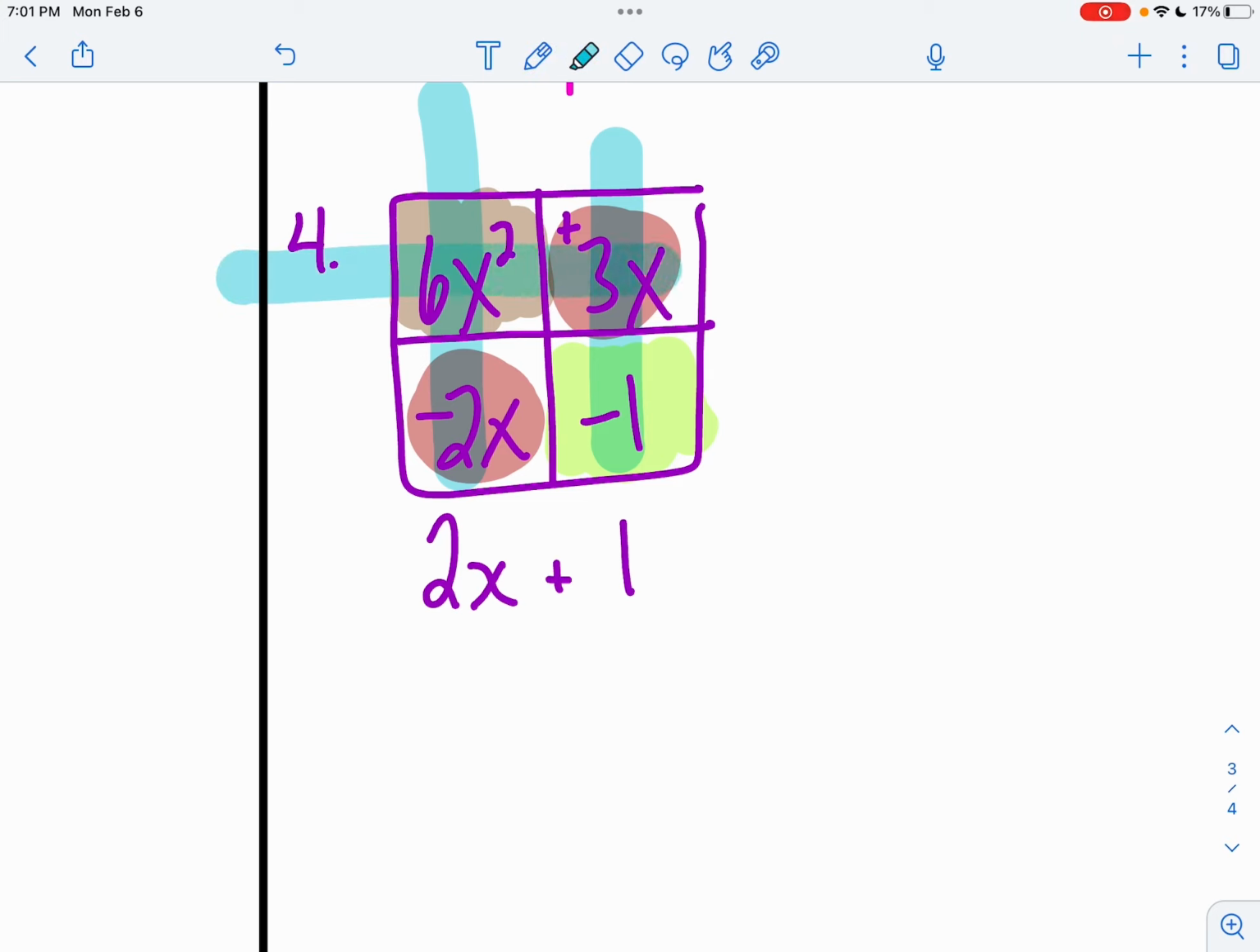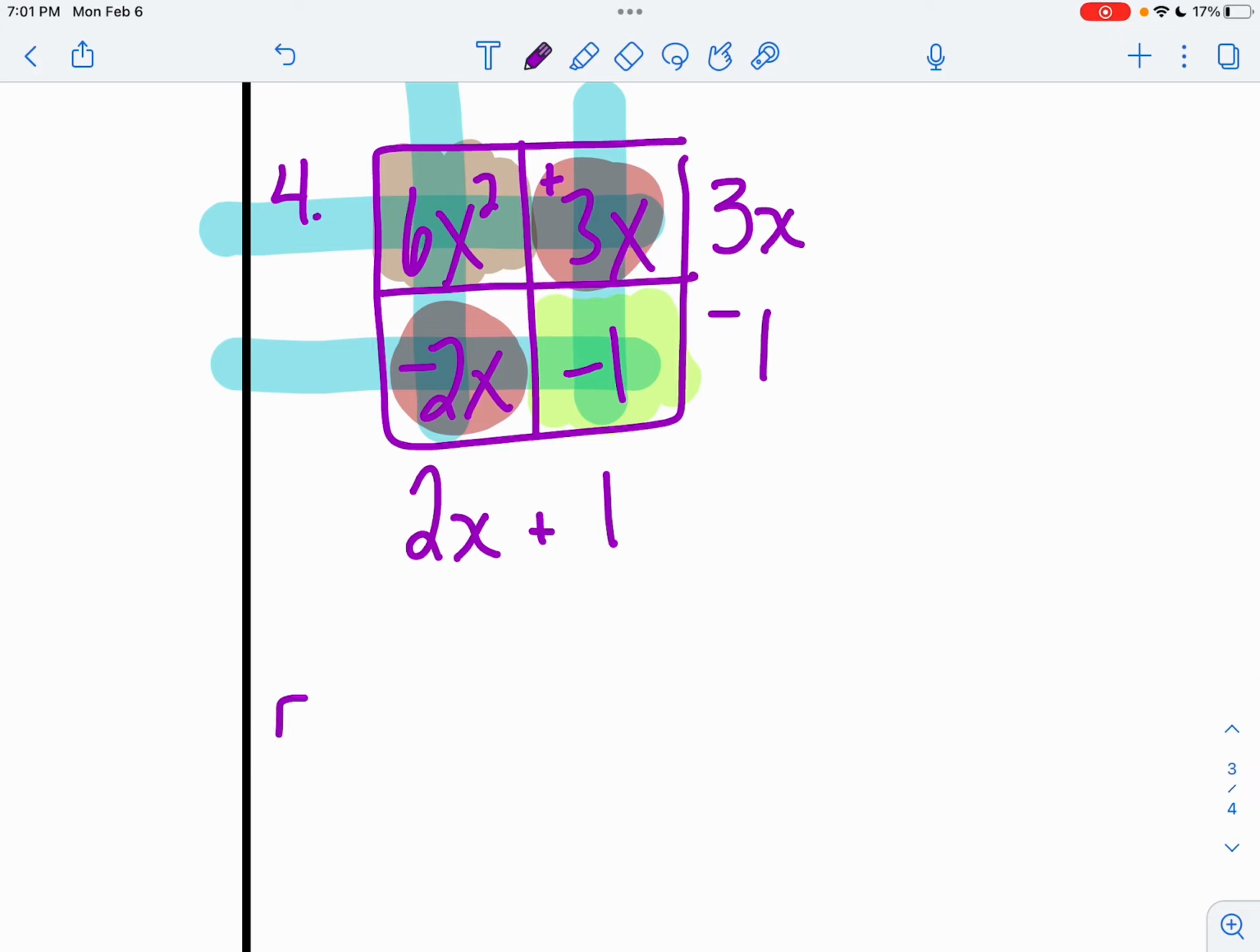Left to right. What is the GCF of 6x and 3x? Well, 3 goes into both of them, and x goes into both of them. What is the GCF of 2 and 1? Just a 1. Since we're pulling from the left, take the sign from the left.